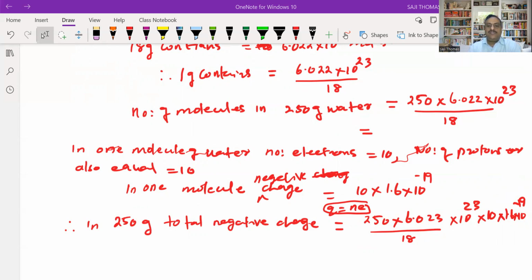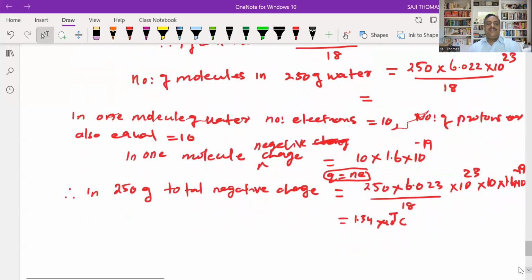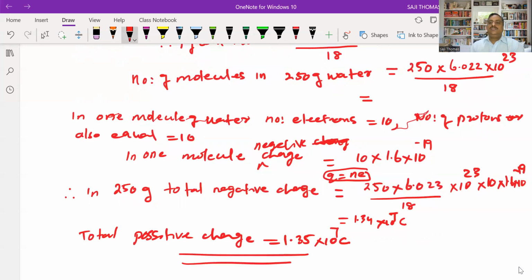You calculate yourself. It will be 1.34 into 10 raised to 7 coulomb. Protons also the same, because the number of protons and electrons in one molecule is the same. This is the number of negative charge. Okay, total positive charge, same thing. So this is how we use the formula of quantization of electric charge.